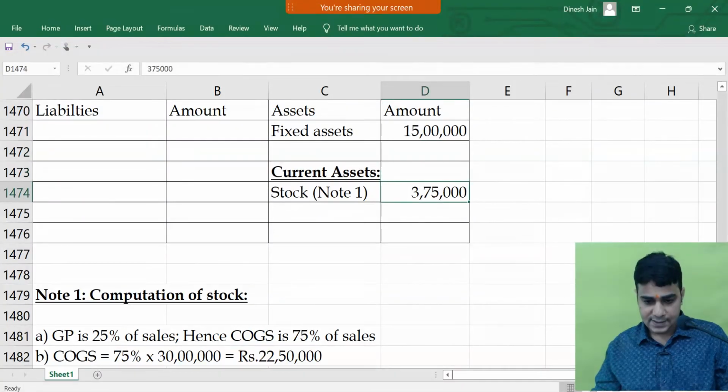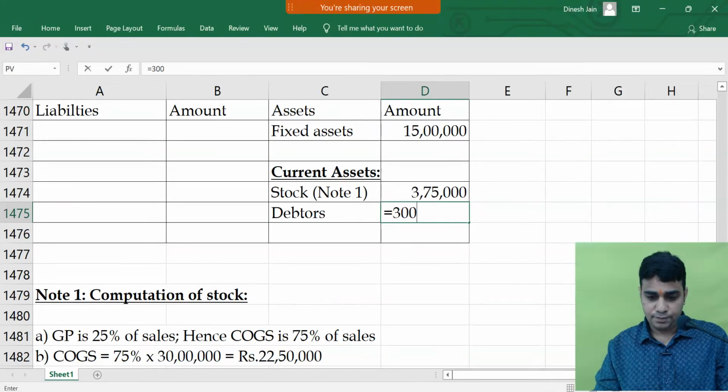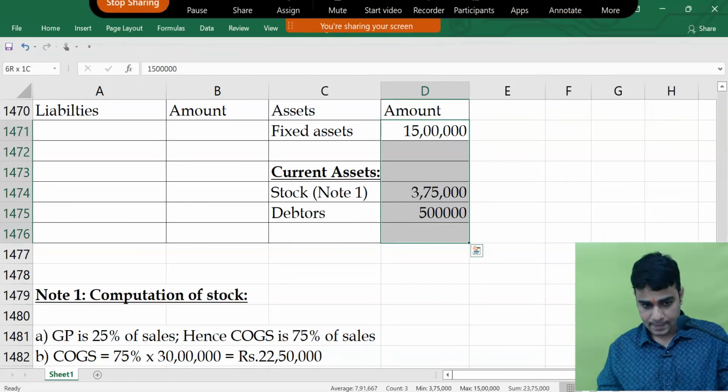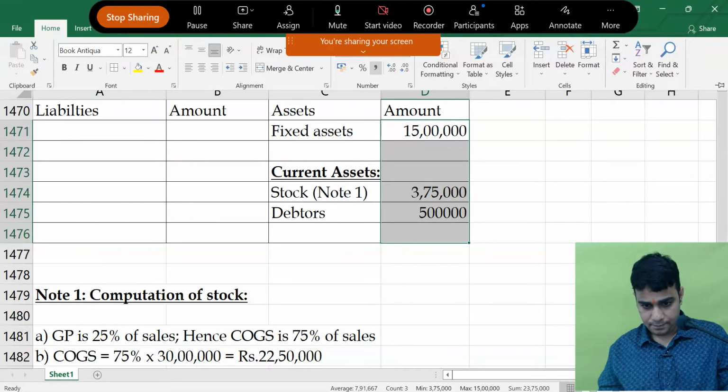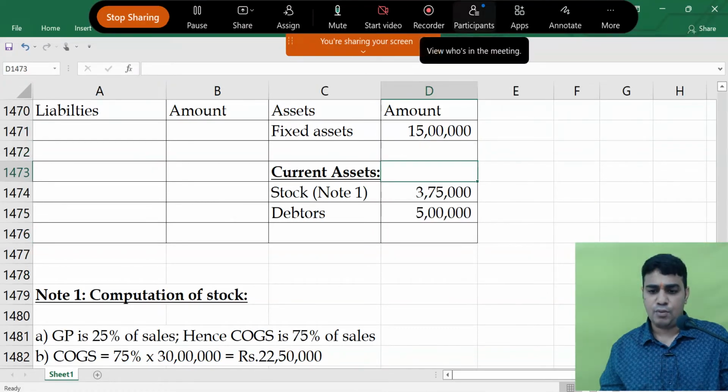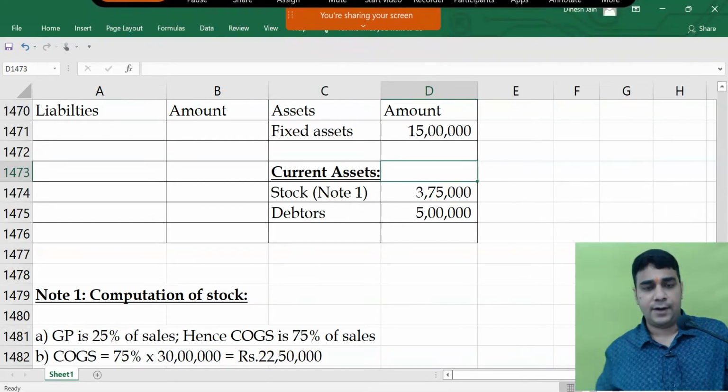Assumption is normal sales and credit sales are all the same. So my debtors is 30 lakh into 2 by 12, 2 months of sales, which is 5 lakh. We'll see if we can break it further, or I'll more or less leave it at this stage. If further breakage is possible, we'll break it further.